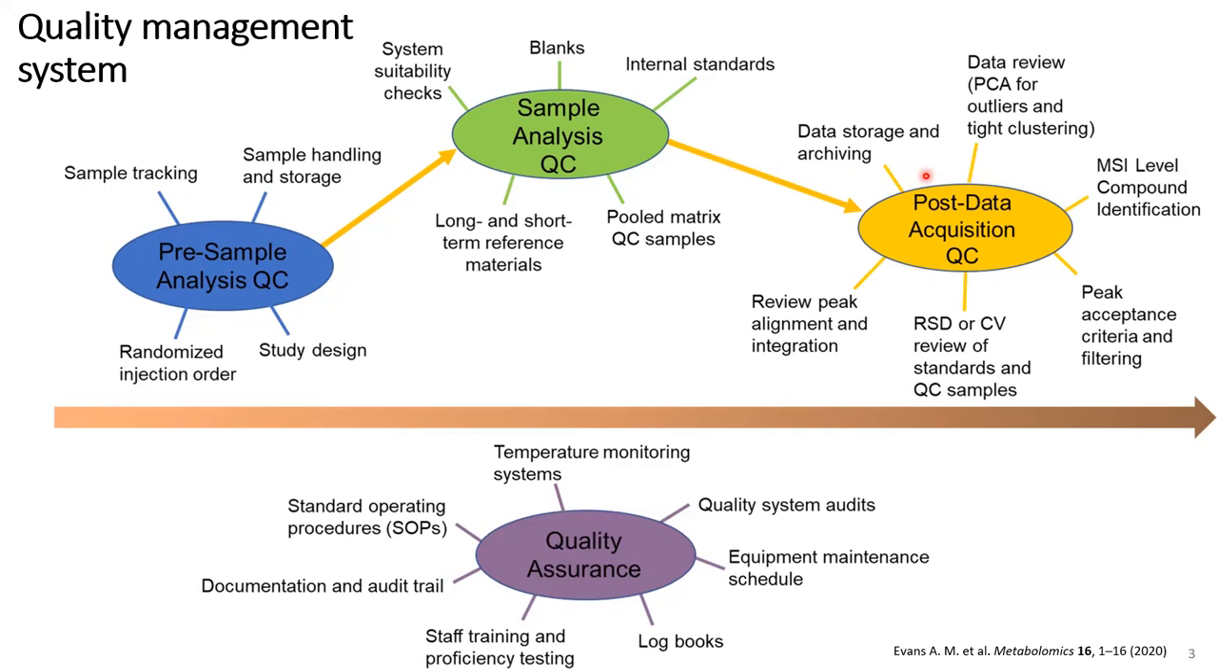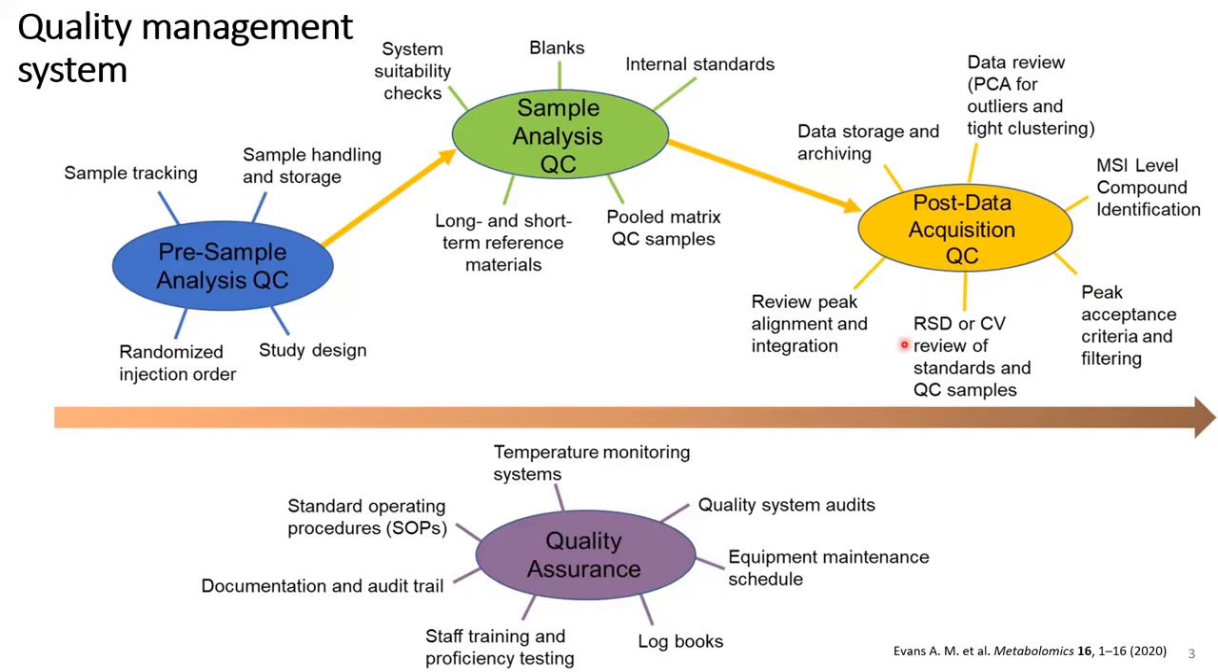It's a very good idea to have that in place and some descriptions of it. How are you going to do the data review? Are there any quality checks? Are there any extra persons that are looking into the data and getting the same results? Maybe you're using a PCA for checking for outliers. There are some descriptions about how to annotate and identify the metabolites. And there are some acceptance criteria for filtering and so on.